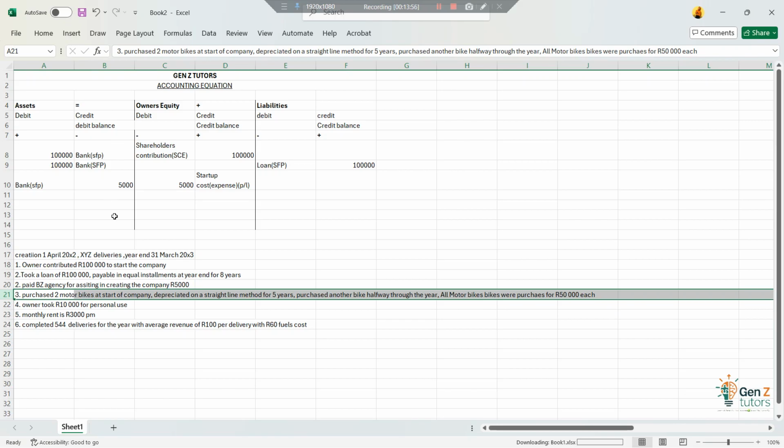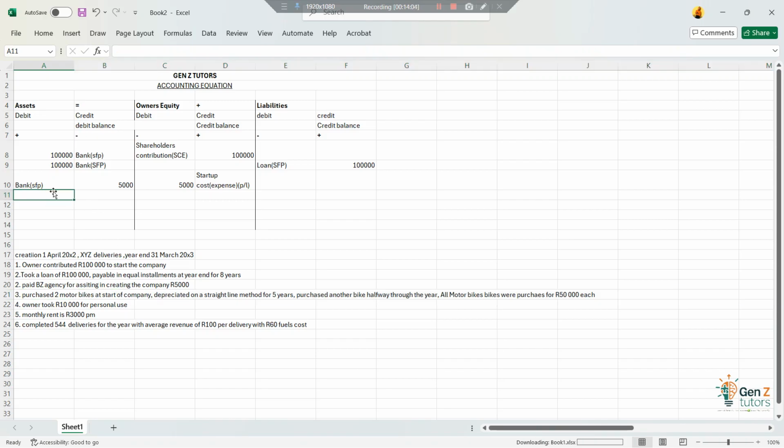So now we are purchasing what? Motorbikes. And since we are a delivery company, what are the motorbikes to us? They are our assets. So now on our assets, we purchased assets which have a debit balance. So now we come and say, okay, fine. We purchased assets which are 2 motorbikes for how much? For 50,000 each.